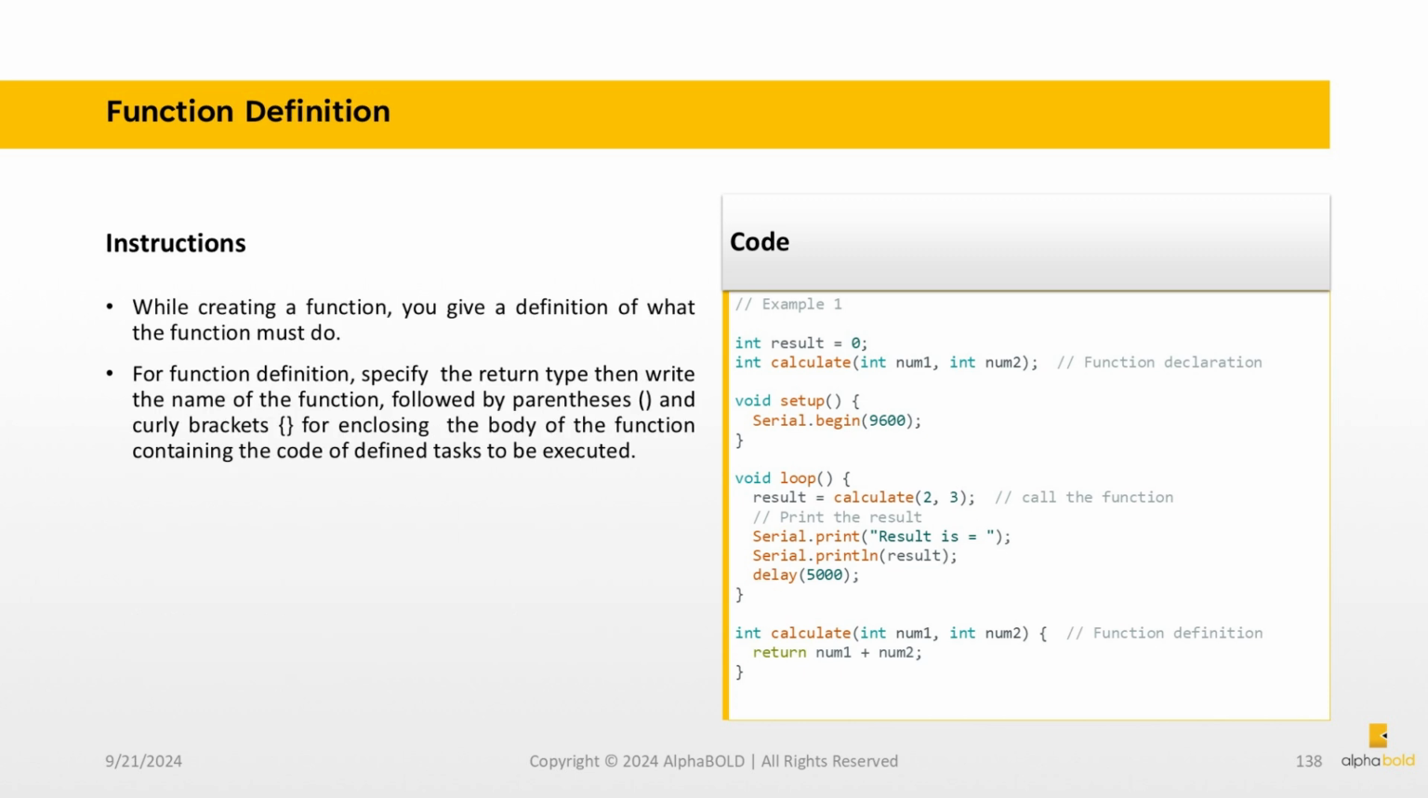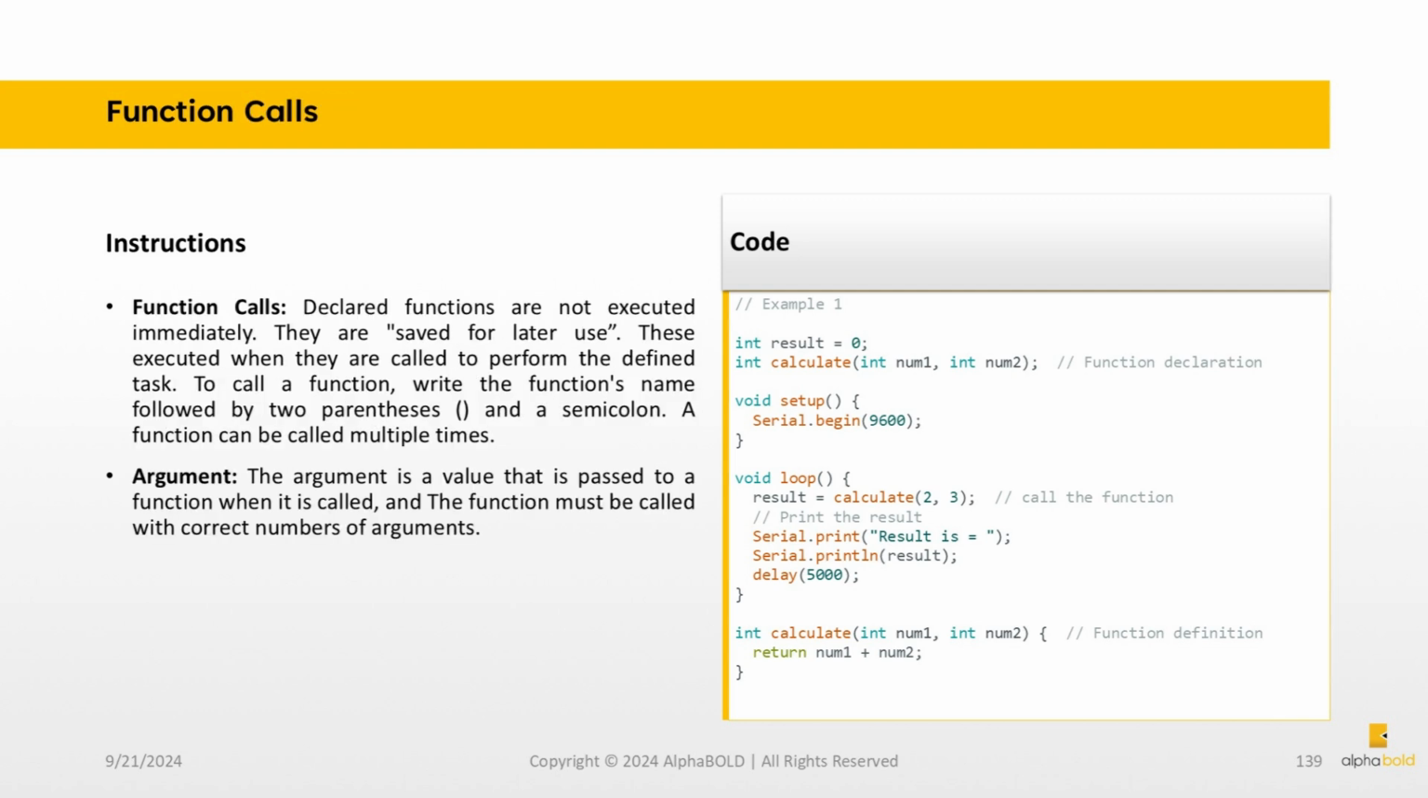While creating a function, you give a definition of what the function must do. For the function definition, specify the return type, then write the name of the function, followed by parentheses and curly brackets for enclosing the body of the function, containing the code of the defined tasks to be executed.